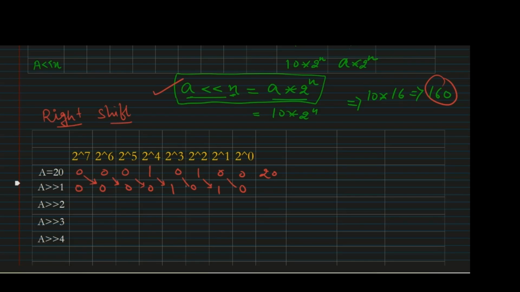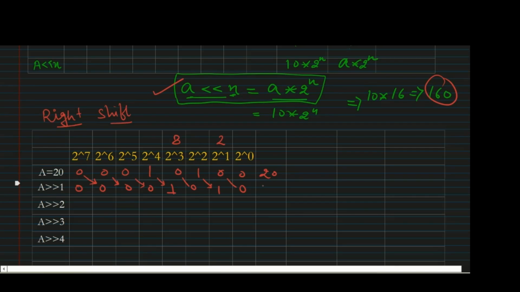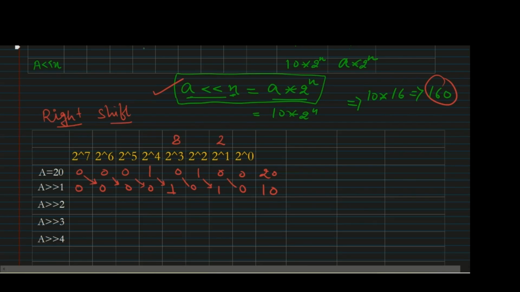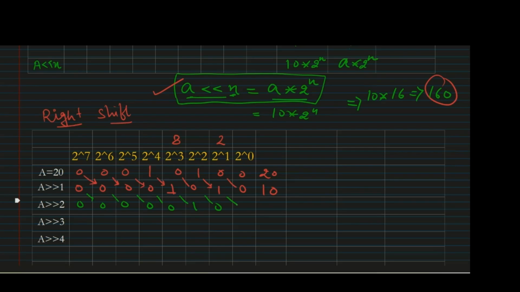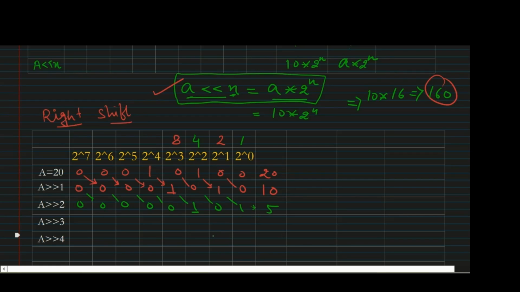This is our 20 shifted once, and this is 2 raised to the power 3, which is 8, and this is 2 raised to the power 1, which is 2. 8 plus 2 is equal to 10. Now again, right shift all these bits. This is 0, this will be 0, this will be 0, this will be 0. This is 0, this 1 will come over here, this 0 will come over here, 1 will come over here, and it goes out of space. So what is this value? 2 raised to the power 2 is equal to 4, and 2 raised to the power 0 is 1, so it is 5.